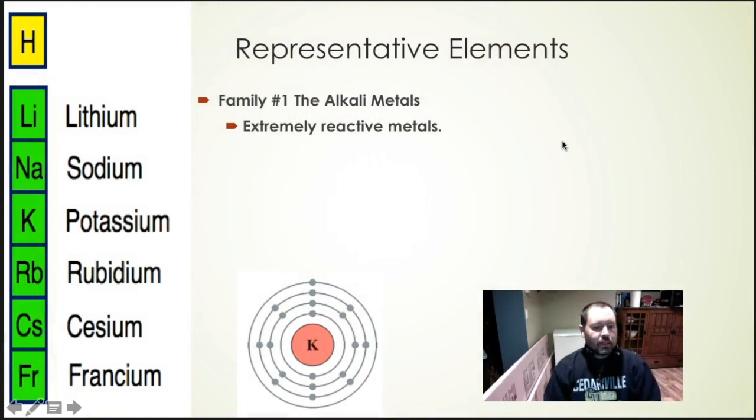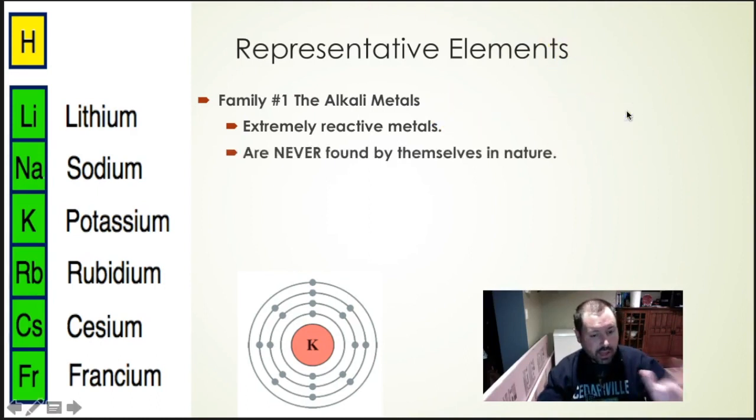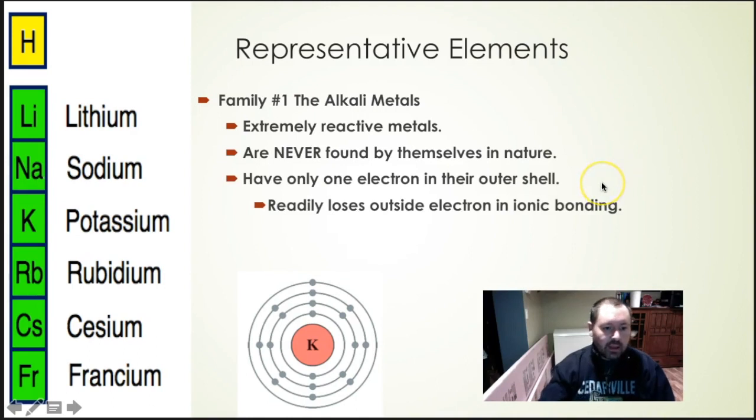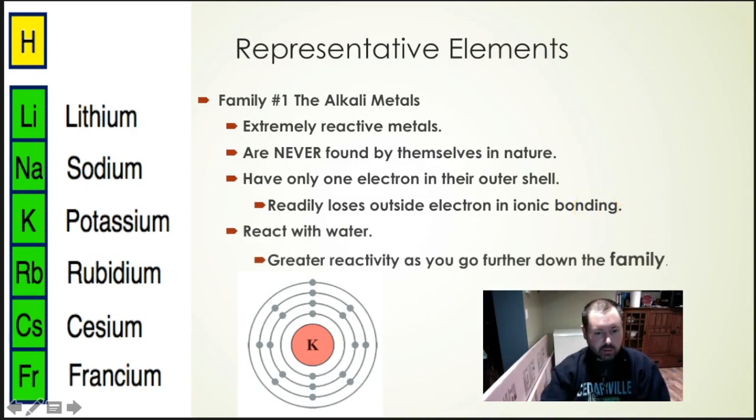We're almost done. We got 7 or 8 more slides left. So let's talk about the representative elements. Remember, representative elements are the tall families. Families 1, 2, 13, 14, 15, 16, 17, and 18. Family number 1, remember, it's got 1 valence electron on the outside. They're extremely reactive with water, and they're never found by themselves in nature. They have only 1 valence electron in their outer shell, and they give up that valence electron in order to bond with other elements. And as you go down, they have greater reactivity.